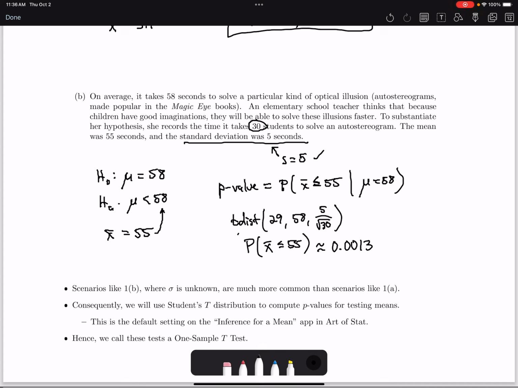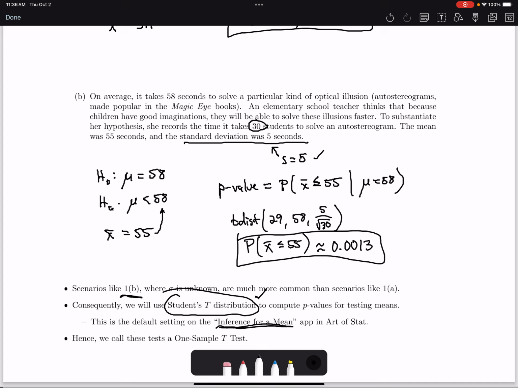Okay, so there's our p-value. As I said a moment ago, scenarios like this one that we just did, where sigma is unknown, are much more common than scenarios like 1A. And so consequently, we're just going to use Student's t-distribution as our default when we run these kinds of hypothesis tests. When we go to run these in Art of Stat, we'll use the inference for a mean app. And the default setting of that app is to use Student's t-distribution to calculate the p-values.